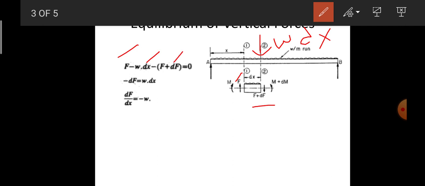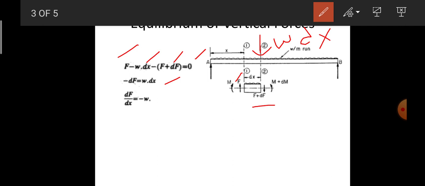So equate that to 0. So it is equal to 0. Why is it a minus sign? Because I have taken downward forces as negative and upward forces as positive. So by resolving and simplifying this equation, I'll get minus dF is equal to w into dx.